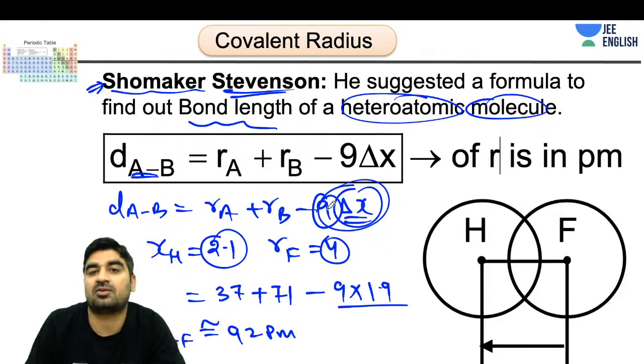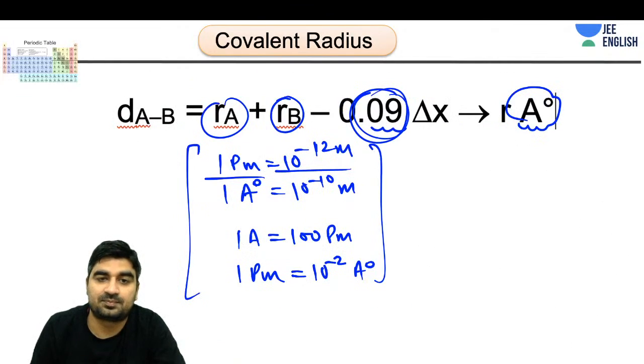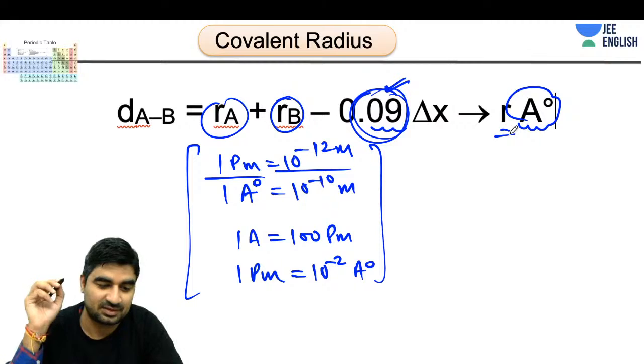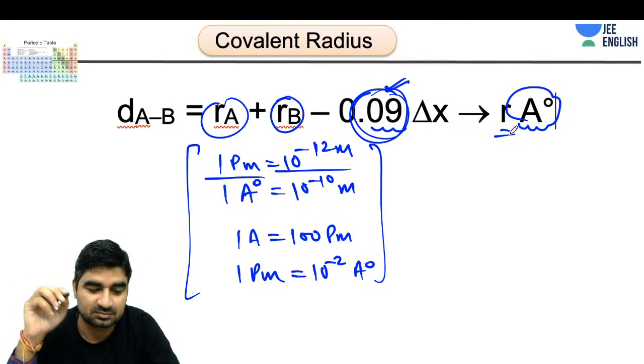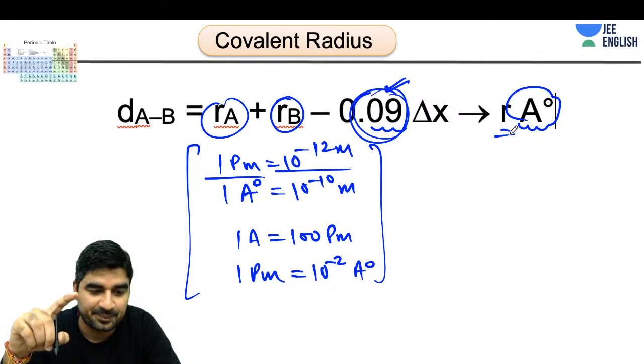So just remember it, guys. There is a difference in the formula. Here we have 9 when you are using the radii in picometer, but here we have 0.09 when you are using the radii in angstrom. Got it? Any doubt? No doubt now.